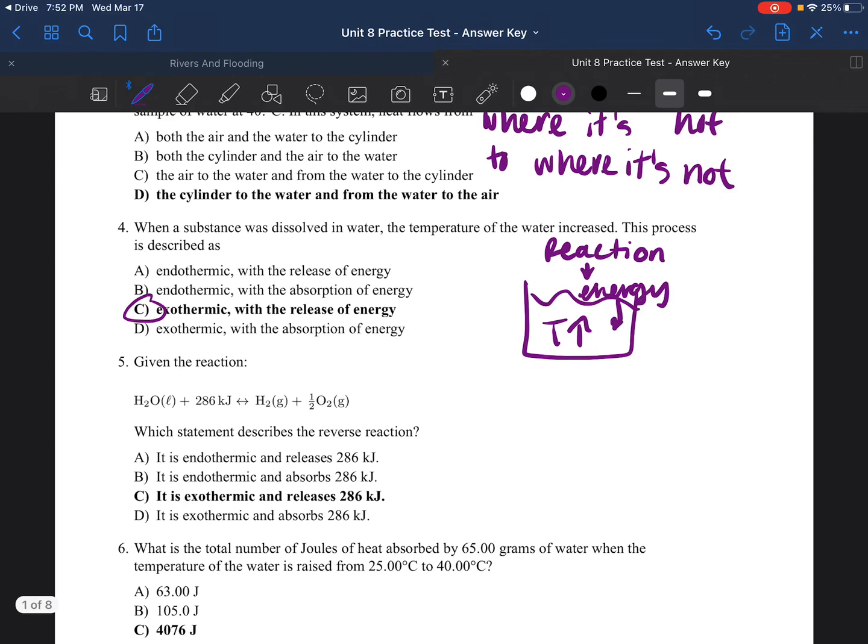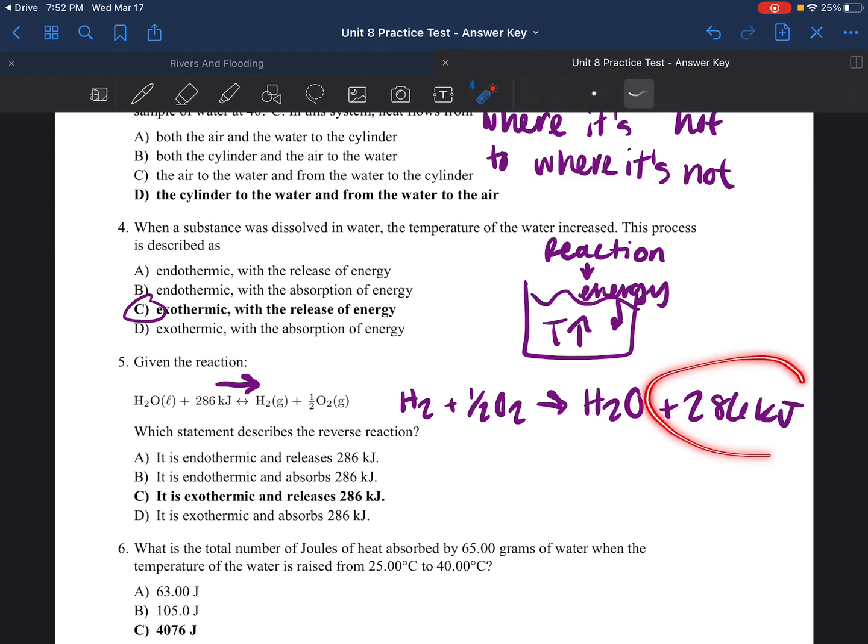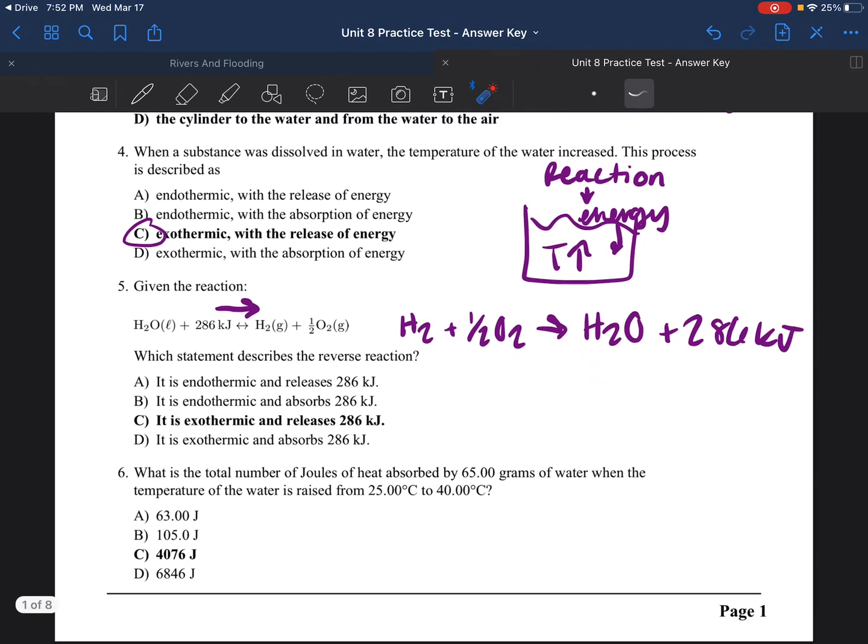Given this reaction, what describes the reverse reaction? So this is the forward, if we were to go left to right. Now if we reverse it, we would get H2 plus half O2 makes H2O plus 286 kilojoules. Because this energy term is on the right-hand side, it's producing energy and exothermic, and it is now releasing 286 kilojoules into the surroundings.